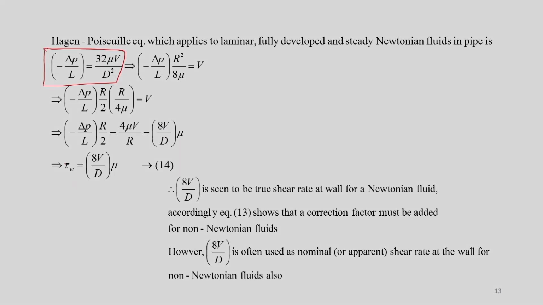So, on the left hand side, minus delta P by L capital R by 2 is nothing but the wall shear stress for a Newtonian fluid, and mu is nothing but the viscosity of that Newtonian fluid. So, this 8 V by D should be your wall shear rate for that Newtonian fluid. So, from that previous equation, 8 V by D is like the apparent or nominal shear rate of that fluid, and whatever the correcting factor in the parenthesis is there, that gives a correction because of the non-Newtonian behavior of the fluid.